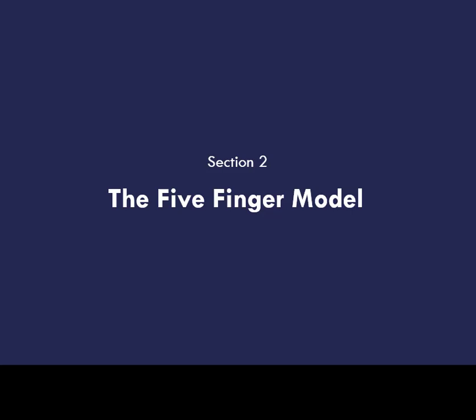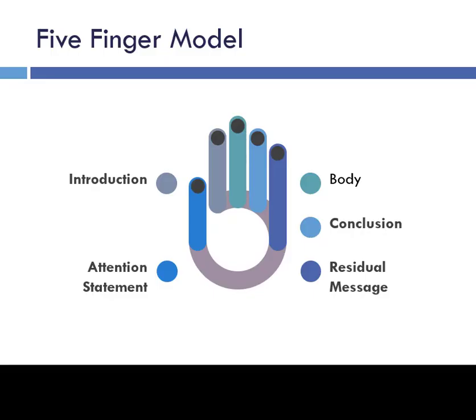Well, the next thing that we want to talk about is the 5-finger model. So here's a bit of a dad joke, but it is a handy way to make sure you know how to build a solid presentation. It represents the 5 main parts of a speech, regardless of how you organize things within each part. So this becomes a really quick template that you can use to set up any presentation. The parts in order are the attention statement, the introduction, body, conclusion, and the residual message.